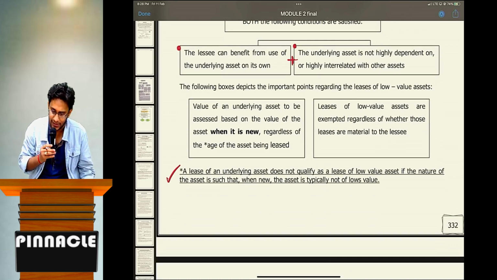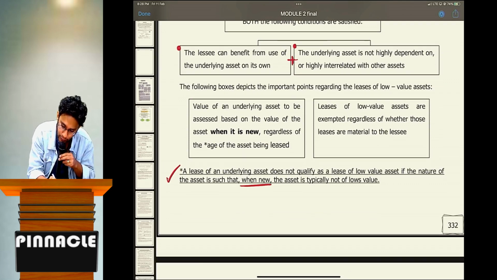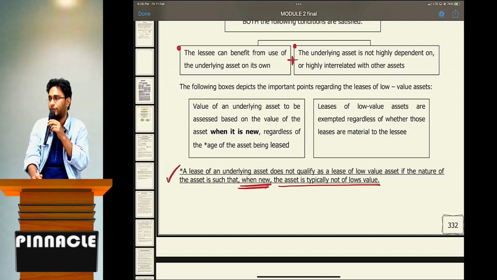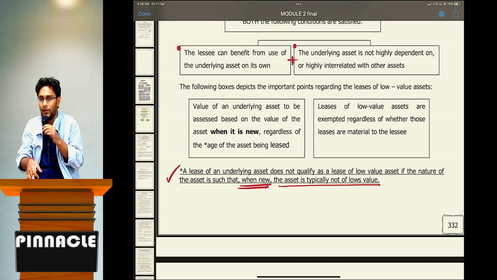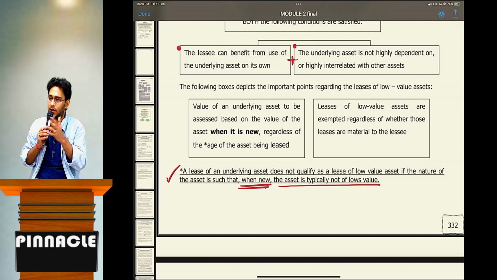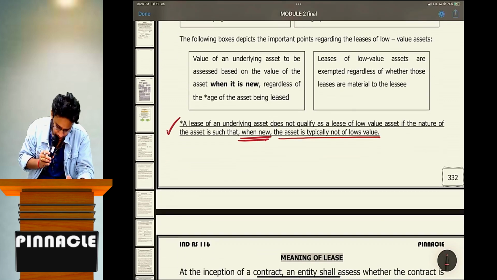A lease of an underlying asset does not qualify as a lease of a low value asset if the nature of the asset is such that when new, the asset is typically not of low value. When that asset was new, if it was not a low value item, today it might be a low value item, but you cannot claim the exemption. That's the ultimate summary of this.